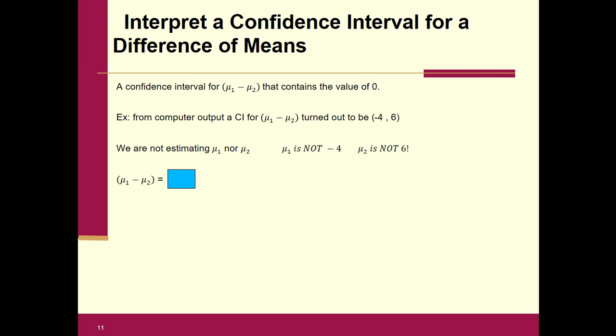Okay, so this is kind of interesting because this tells us that mu1 could be greater than mu2. Because how could mu1 be greater than mu2 in this situation? Well, it could be because part of our confidence interval is positive, and so the difference between mu1 and mu2 could be 2, or it could be 4.8, or it could be 5.9. And so mu1 could be greater than mu2.